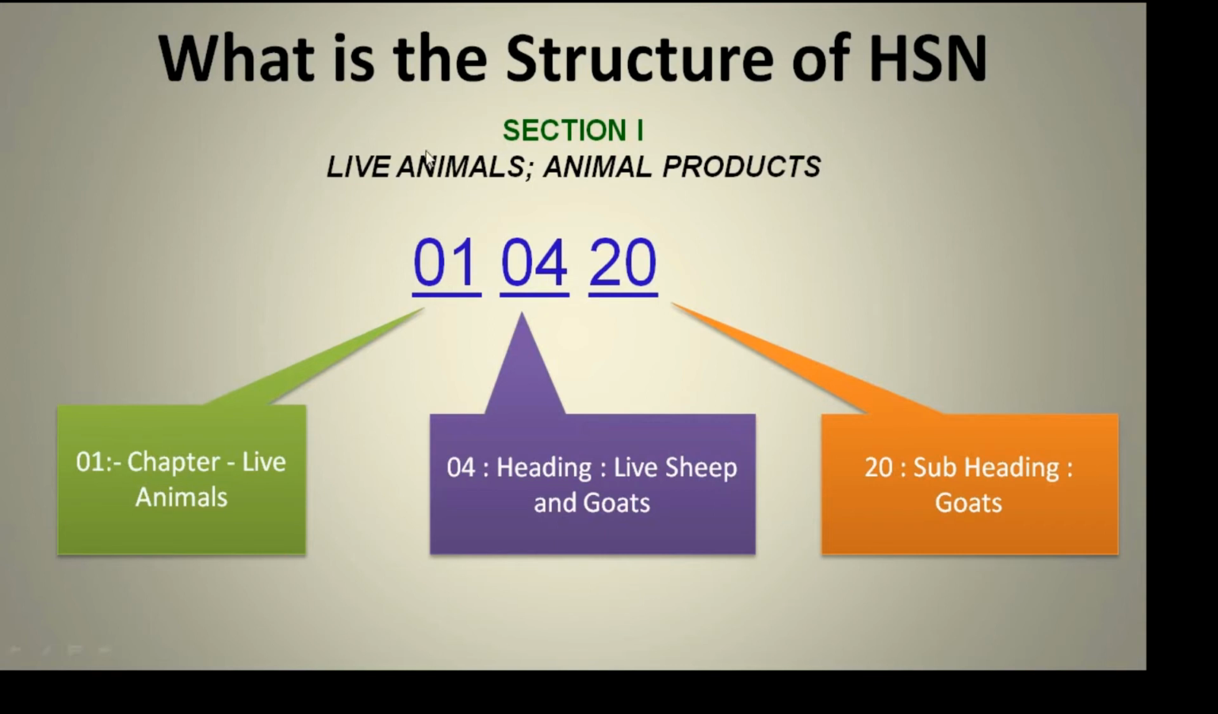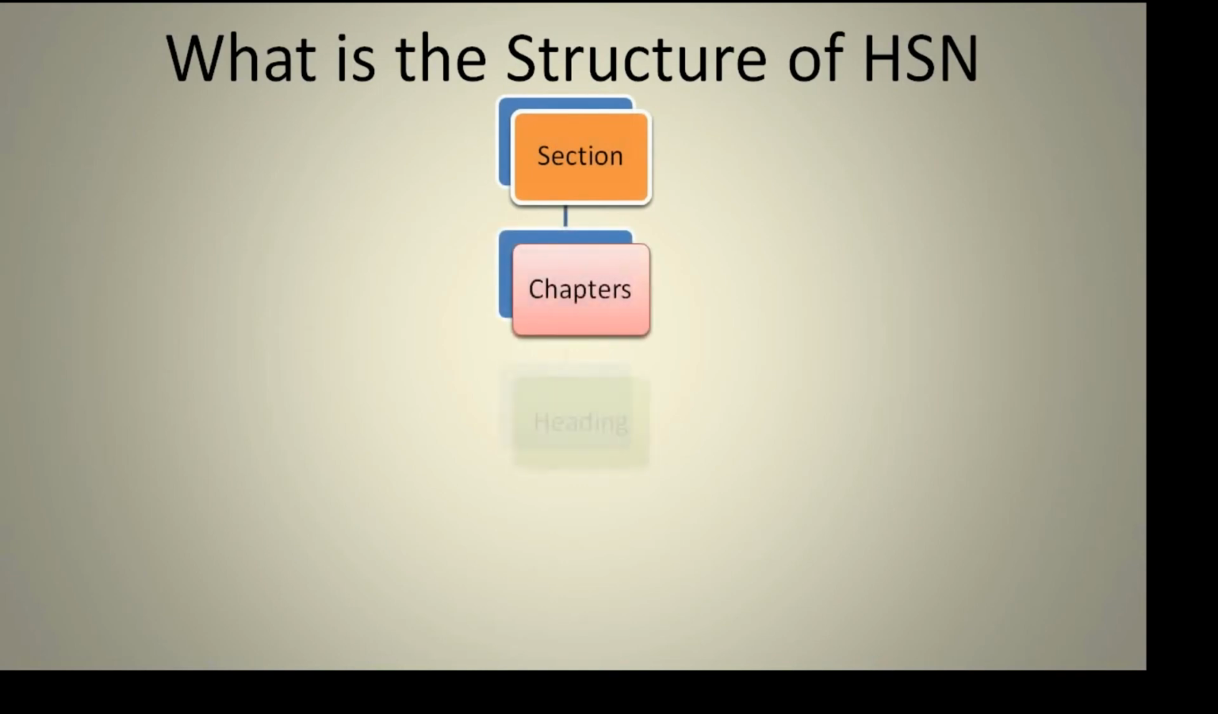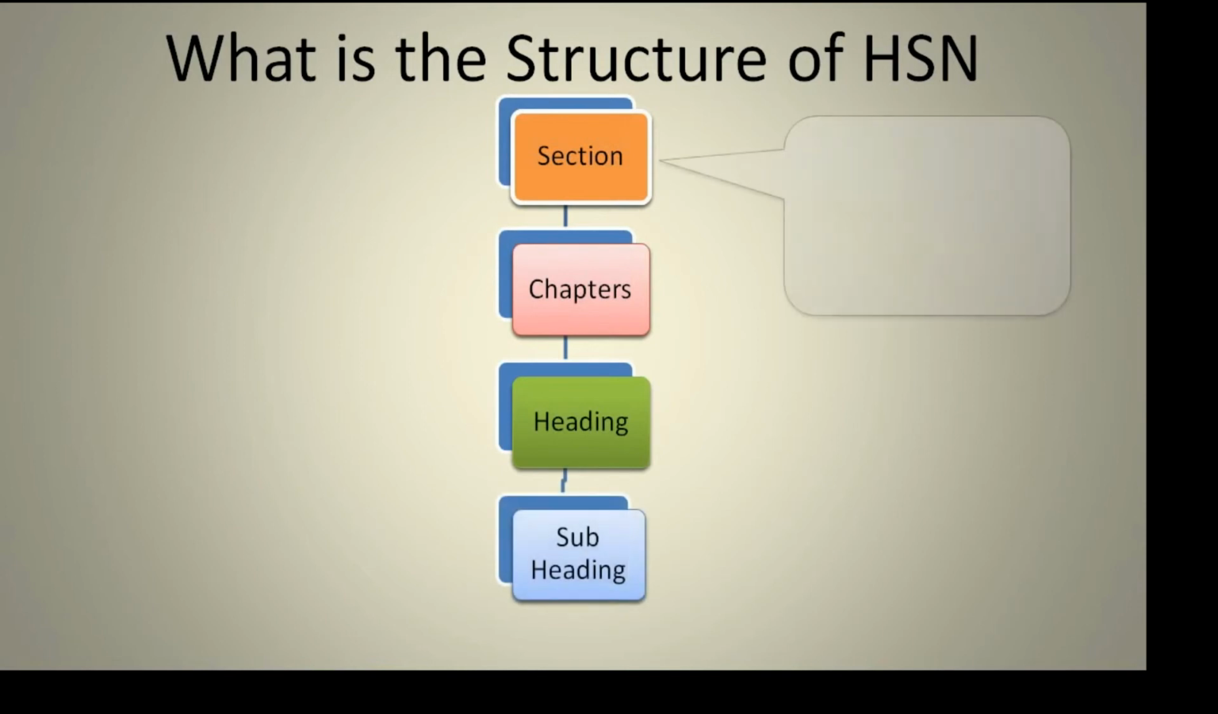So you can see that here is a section, then the name of the section, then the chapter is mentioned, then heading is mentioned, and then subheading is mentioned. So we can say that first section is mentioned, then chapters, then heading, and then subheadings.